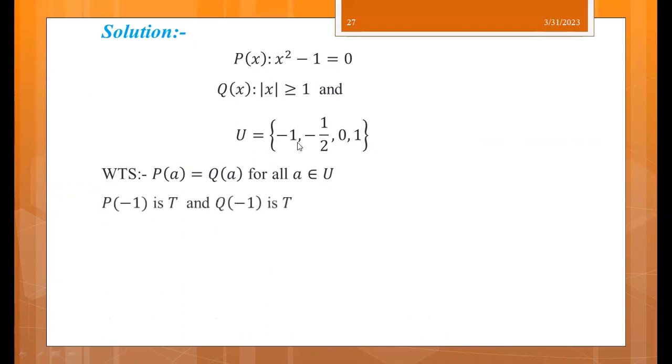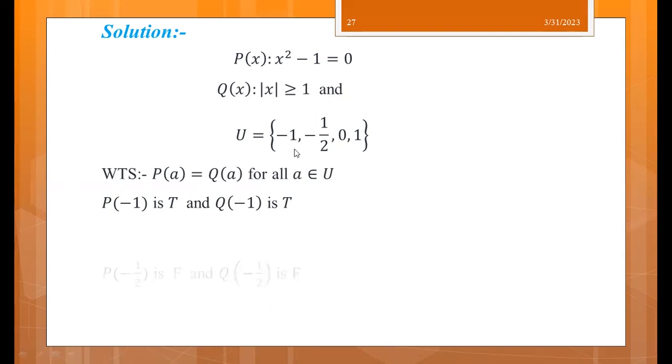The first case, for example, is P of minus 1, which is true, because if you substitute minus 1 here, minus 1 squared is 1, 1 minus 1 is 0, so 0 is equal to 0. That is why this is true. Similarly, what about Q of minus 1? You substitute minus 1 here. The absolute value of minus 1 is positive 1, which is greater than or equal to 1. Again, it is true. So P of A and Q of A are the same, or simply identical, for A equal to minus 1.